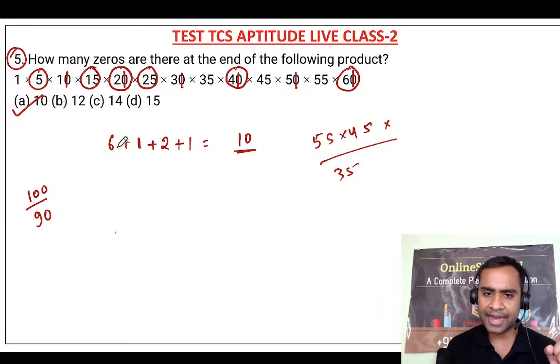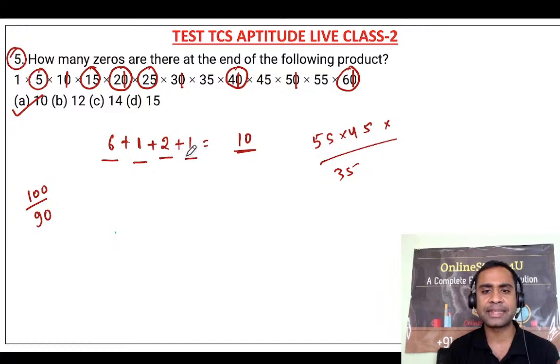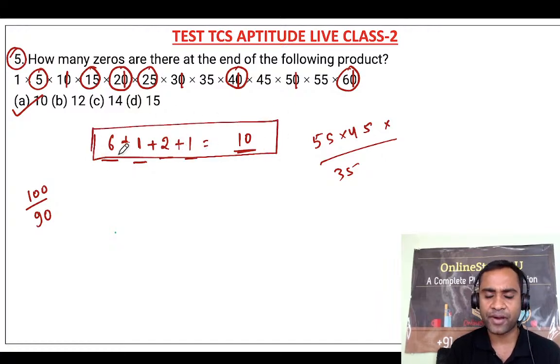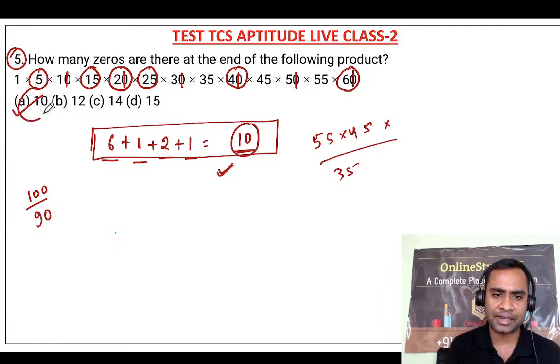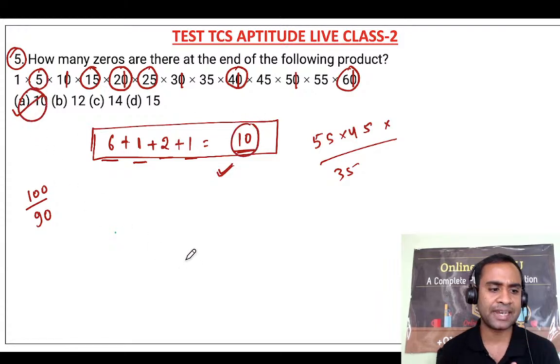So we got six zeros we cancelled, and then one zero, and then two zeros, and then one zero. So by that way we have found all the zeros, and the total number of zeros is 10 here, right? So option A is the correct answer.